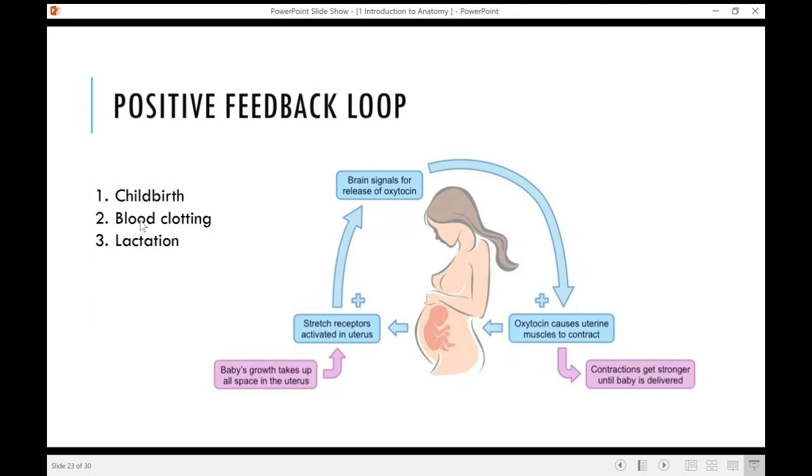Same idea with lactation. Lactation is breastfeeding, so milk production. The more often that the baby suckles, the more milk is going to be produced.